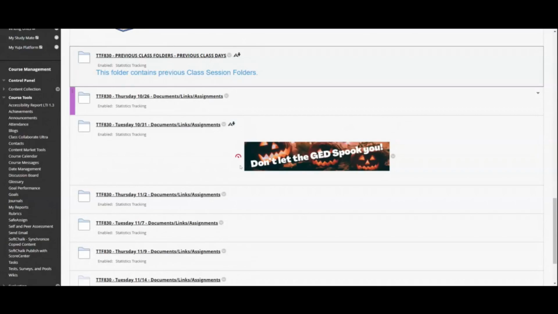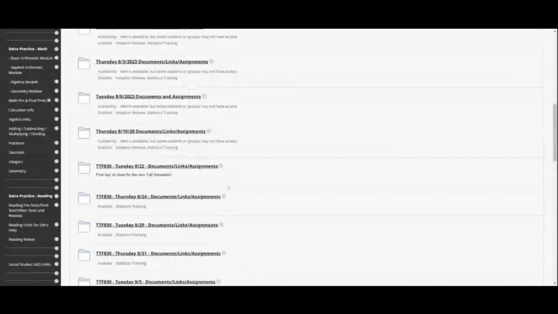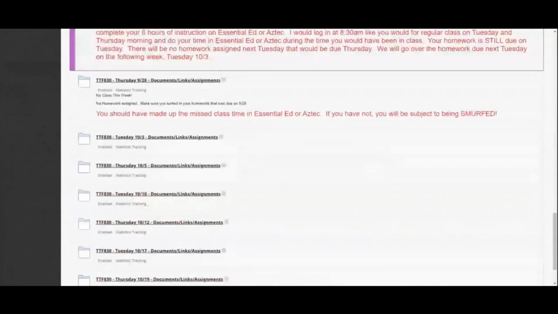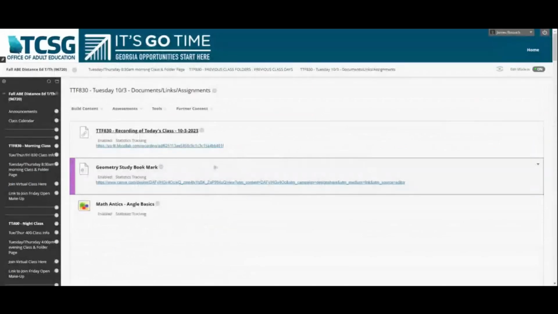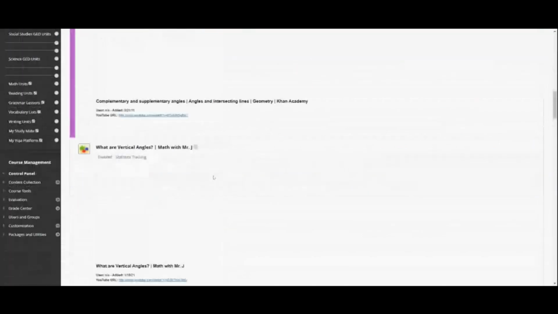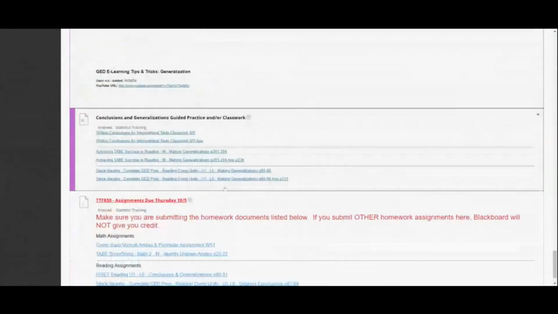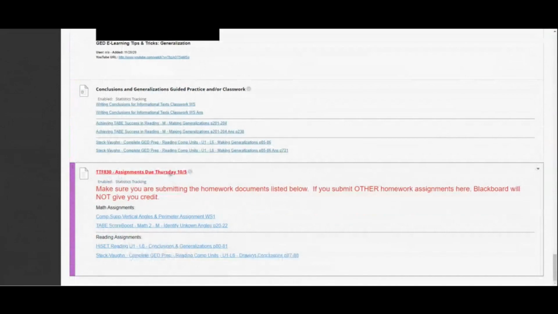Let's say that you find out that you need to turn in homework for 10/3. When I click on October 3rd, down at the bottom, always in red are the assignments. So even though this is the folder for 10/3, these are the assignments that are due the next day. But here's where you have to turn them in.